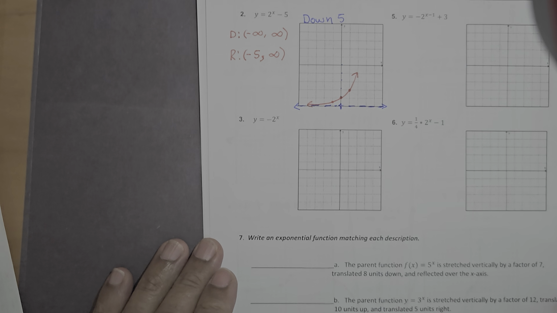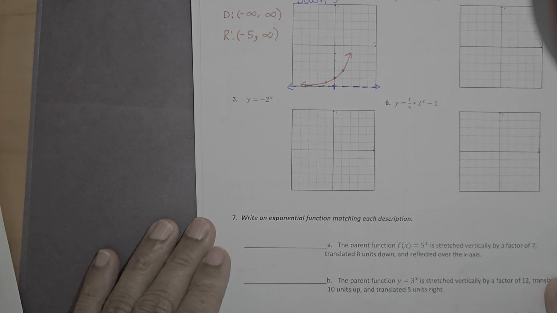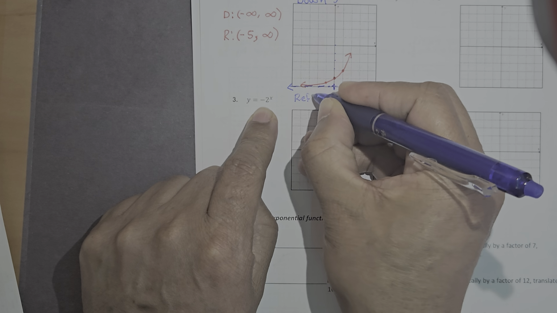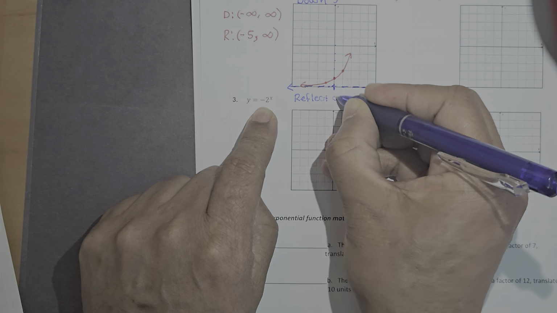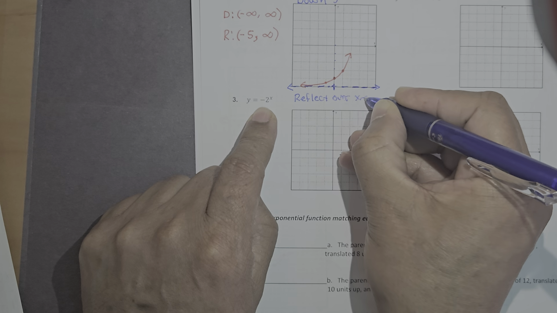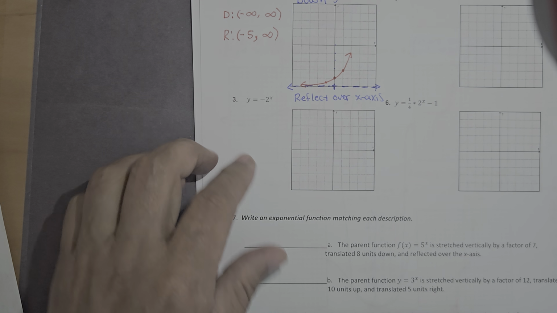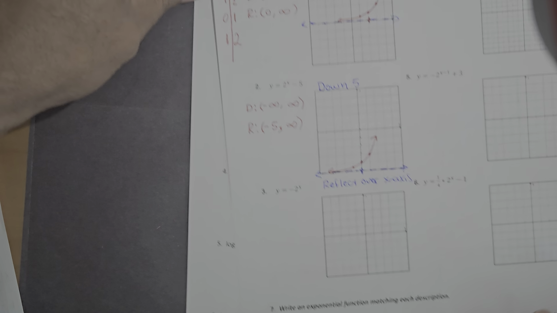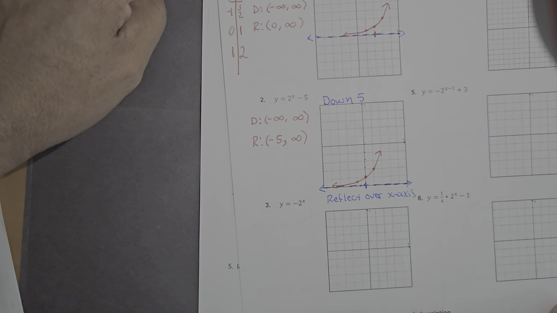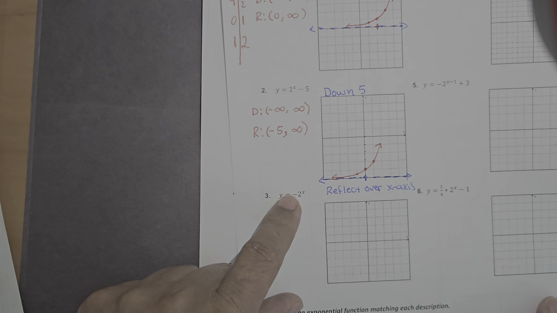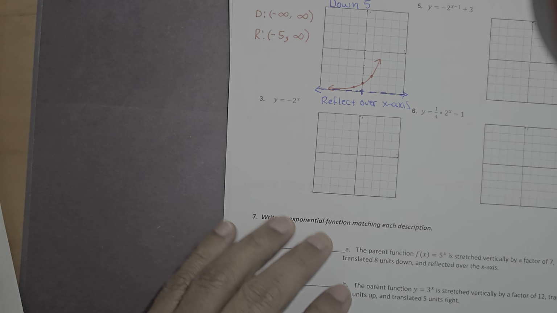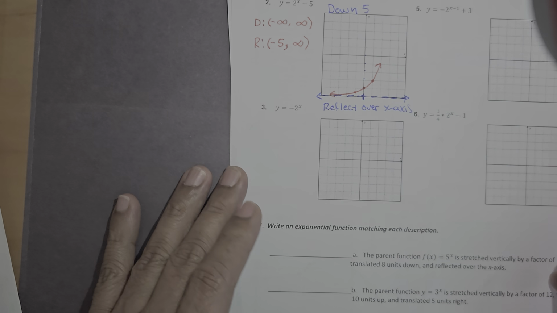Number 3. So there's a negative in front of the base. So that negative is going to make the graph, just like it does to every other graph, reflect over the x-axis. Okay, which means I have to do this table, but then change the y values to negative, change the sign of the y values. So I'm going to copy that table first, and then we'll do the transformation, we'll do the graph.